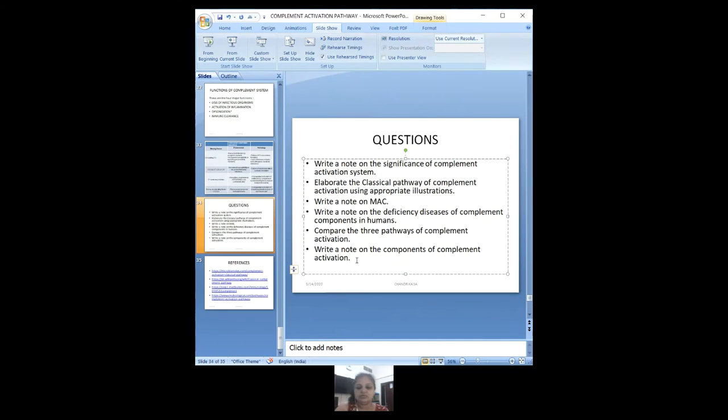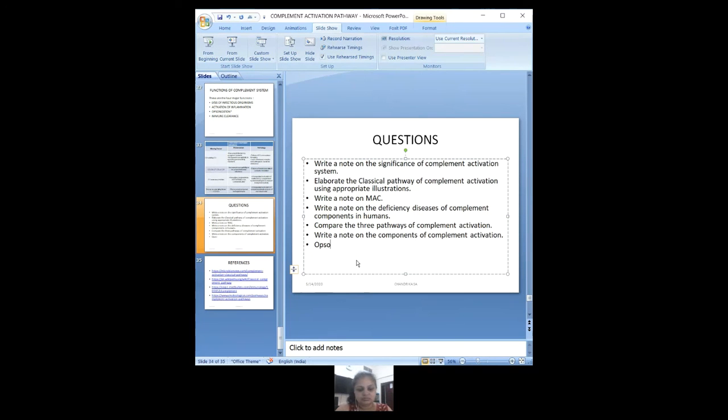Here I have just noted down a few of the questions that may come for your final exams. There may be a short note on MAC, a short note on the diseases produced due to deficiency in various components, a note on the classical pathway or the lectin pathway or the alternative pathway. A 2-mark question can be on opsonization. What is opsonization? This is 2 marks. Another 2 marks can be what is a complement.